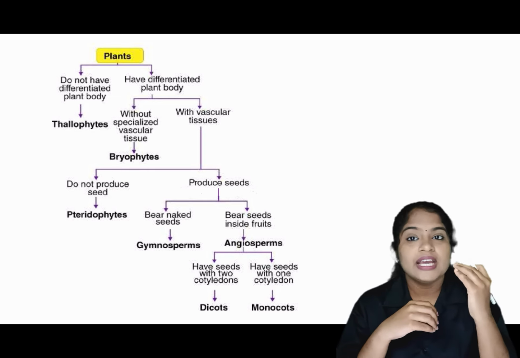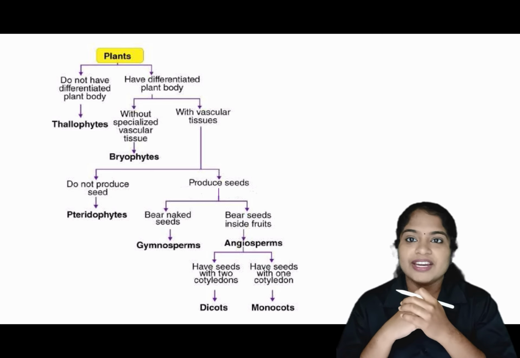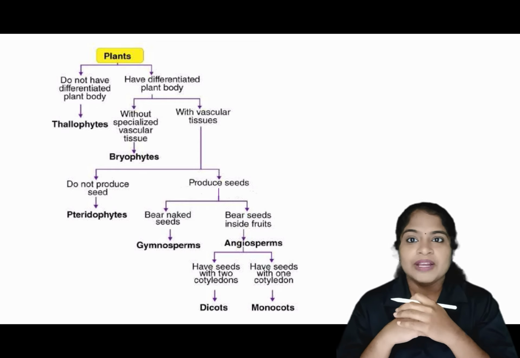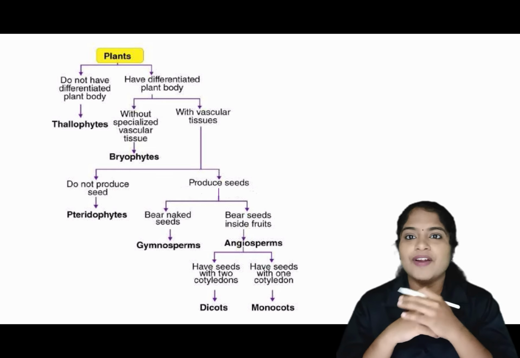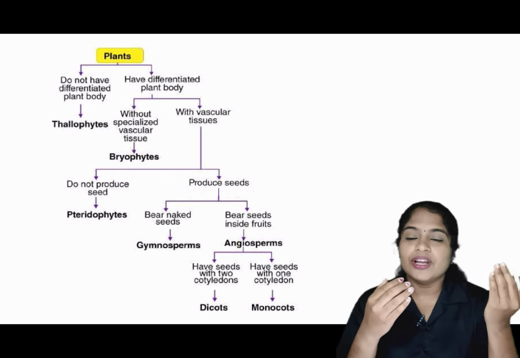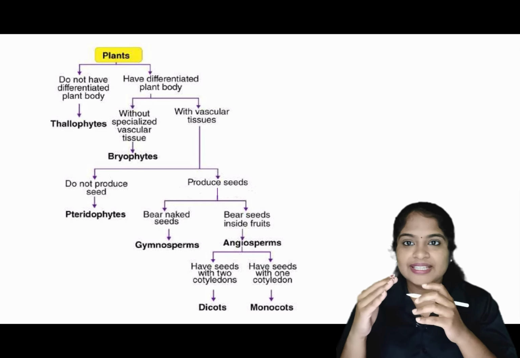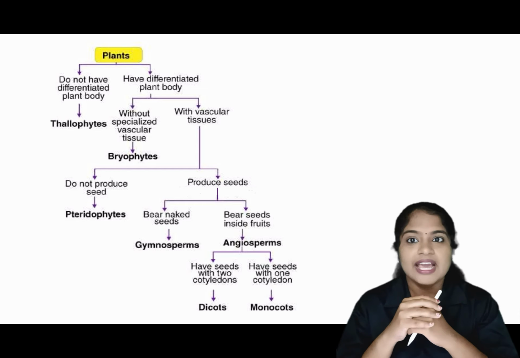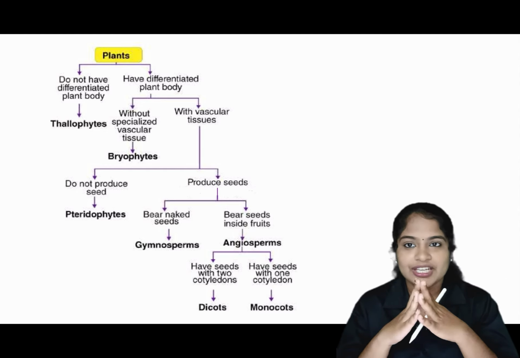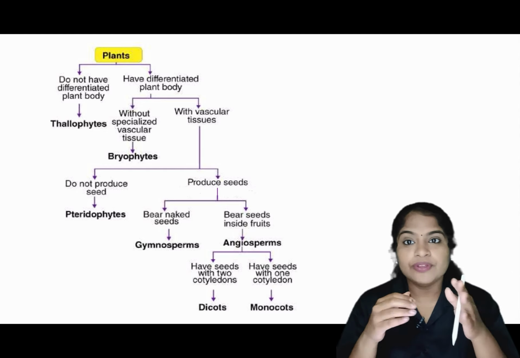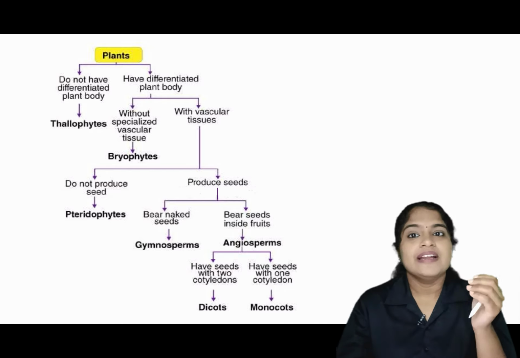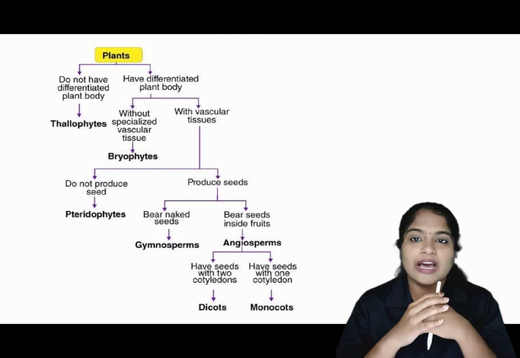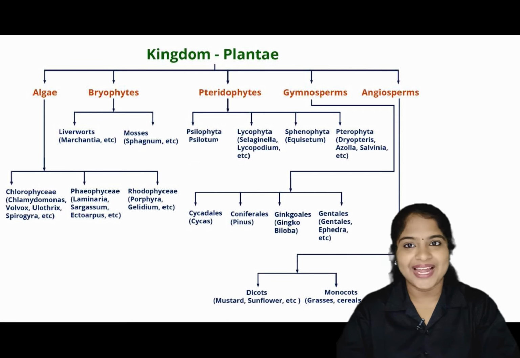The plants which have a vascular system and do not produce seeds were classified under division Pteridophyta, and all the plants which have a differentiated plant body, have a vascular system and produce seeds were again divided into 2 based upon whether they produce a naked seed or a seed covered inside a fruit. Plants with a differentiated plant body and a vascular system which produce naked seeds were classified under division Gymnosperms, and plants which produce seeds inside fruits were classified under division Angiosperms. Now these angiosperms were again divided into two based upon whether they have a single cotyledon or two cotyledons.